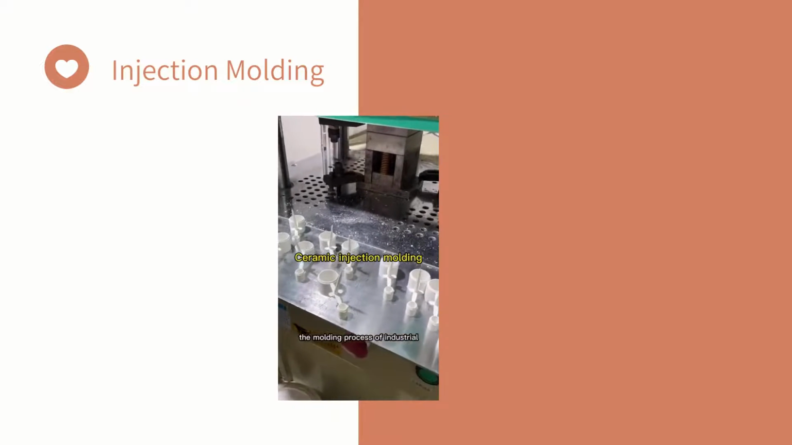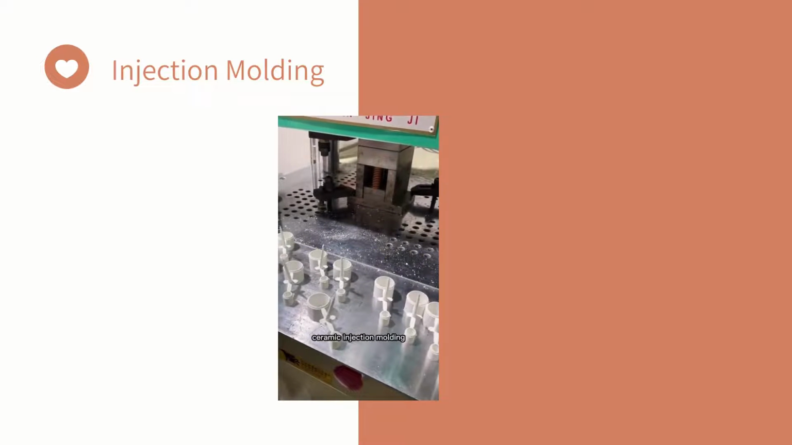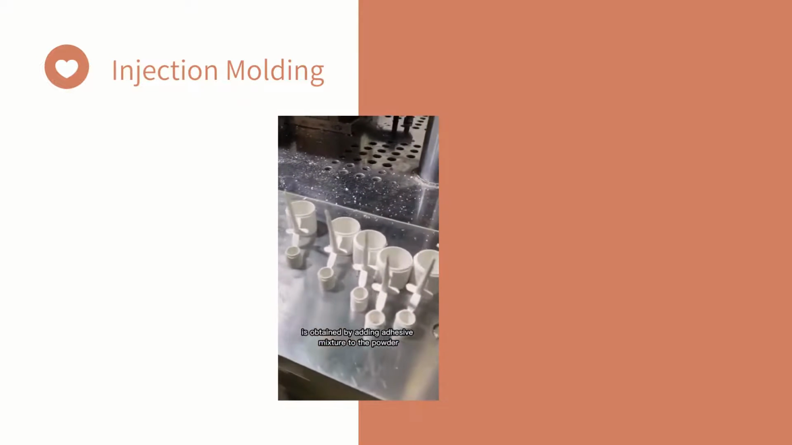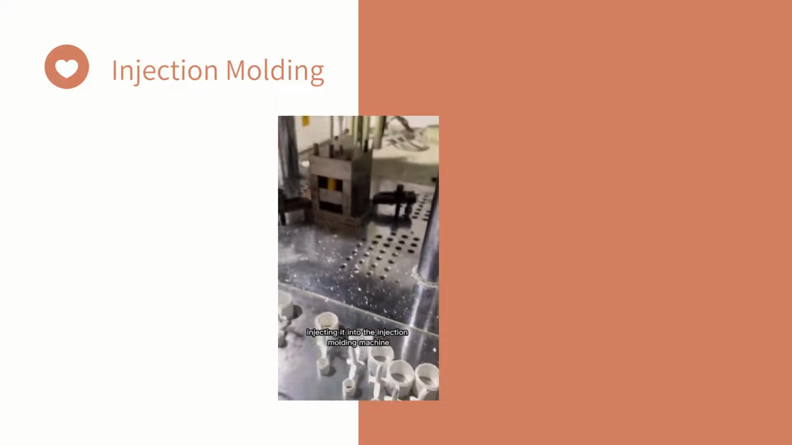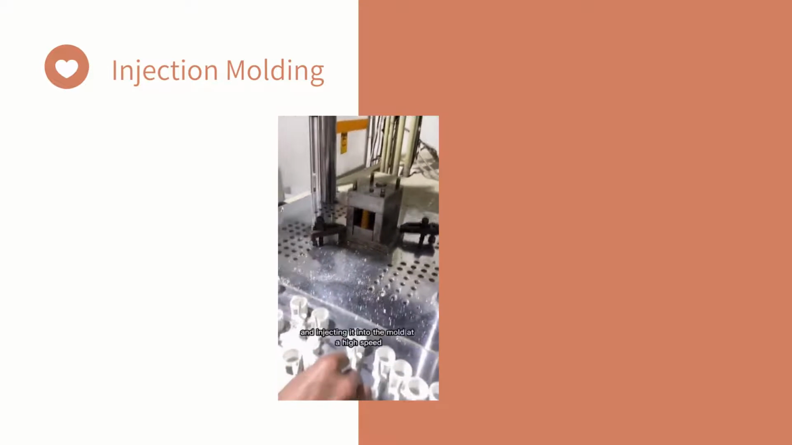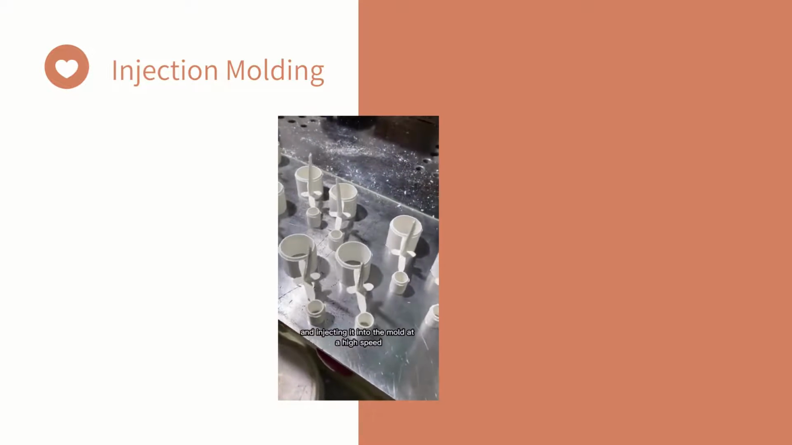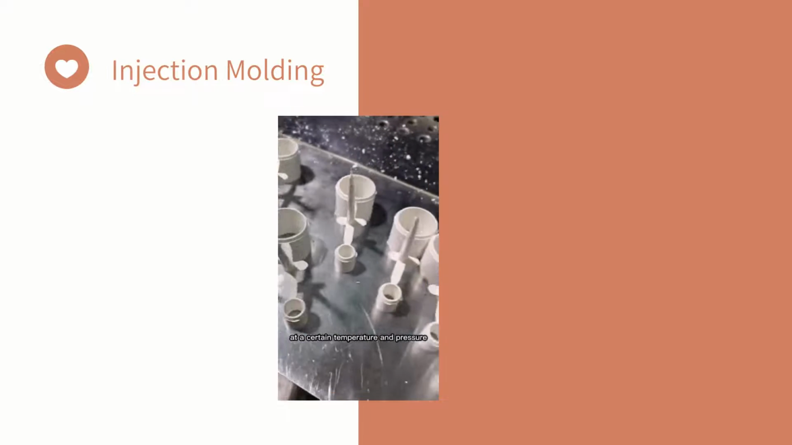The molding process of industrial ceramic injection molding is obtained by adding an adhesive mixture to the powder, injecting it into the injection molding machine, and injecting it into the mold at a high speed at a certain temperature and pressure.